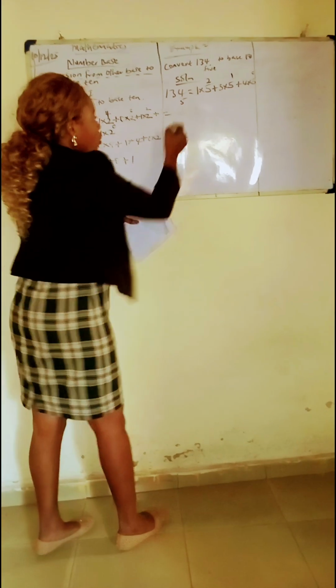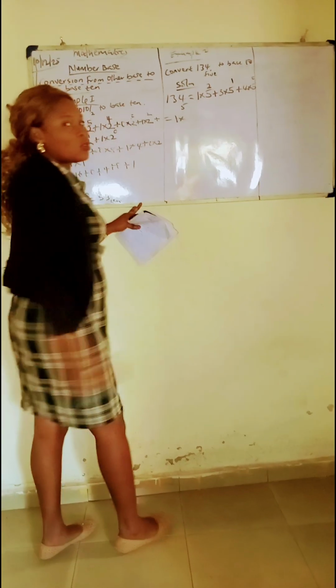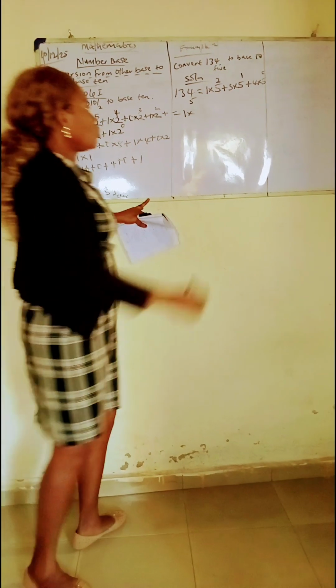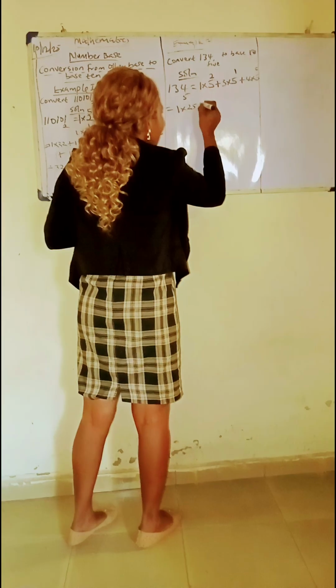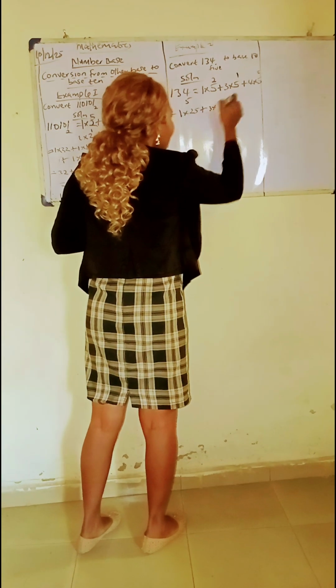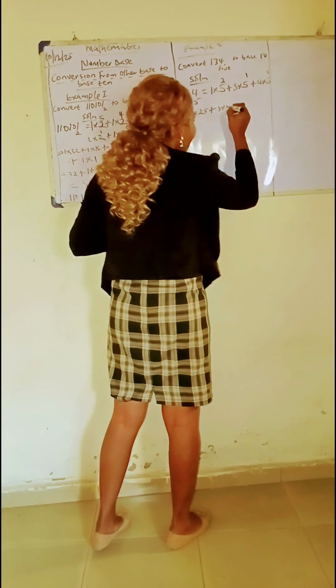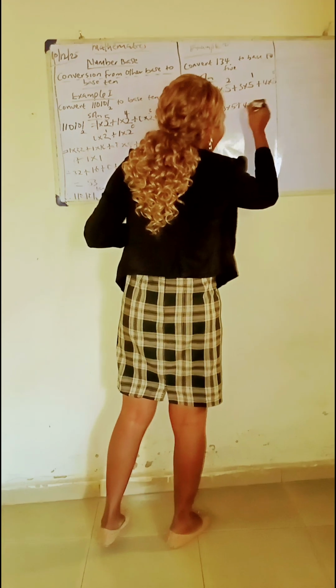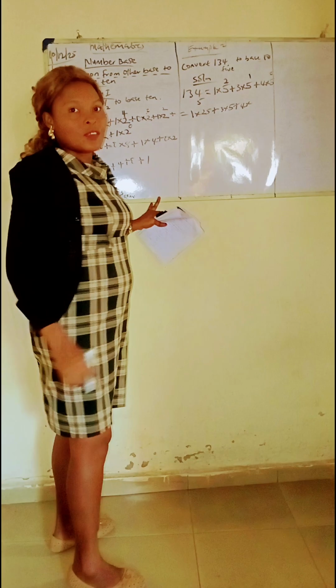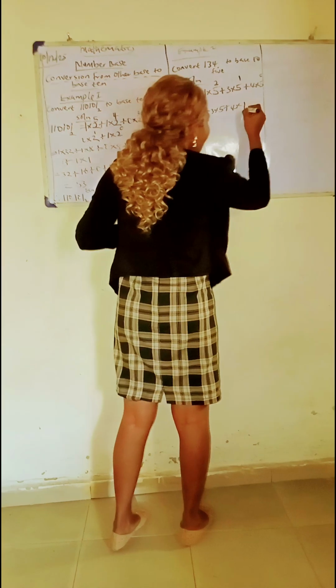Then we solve. We have this 5 times 5 raised to power 2 is what? 5 times 5, which is what? 25. Plus 3 times 5 raised to power 1 is what? 5. Plus 4 times anything raised to power 0 is what? 1. So write down our 1.